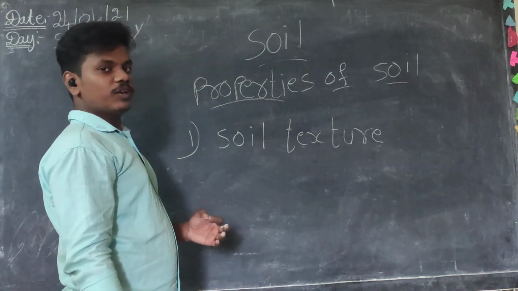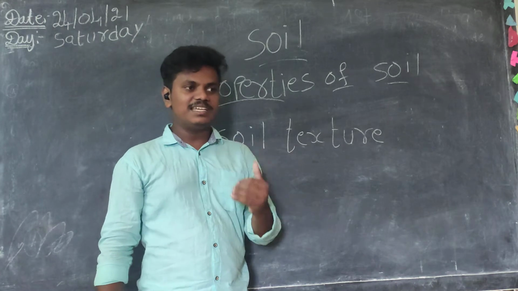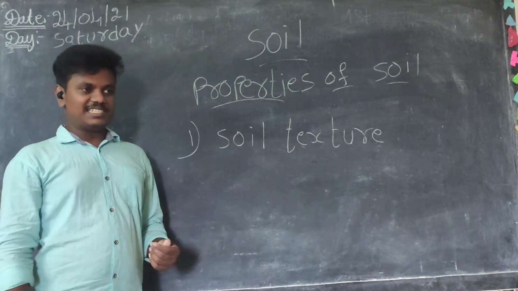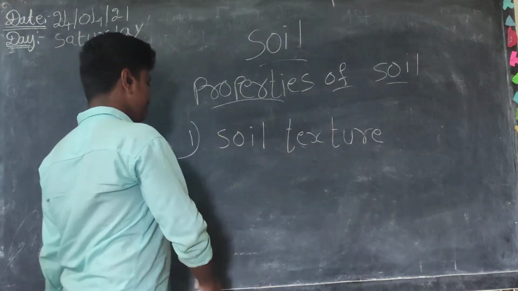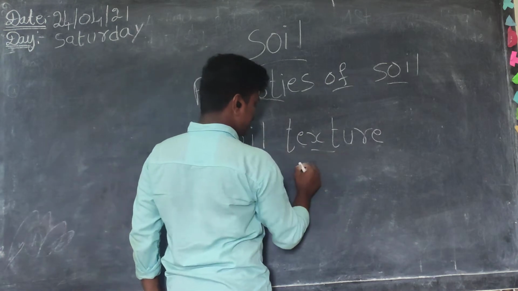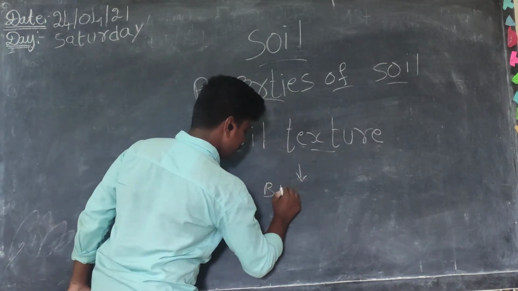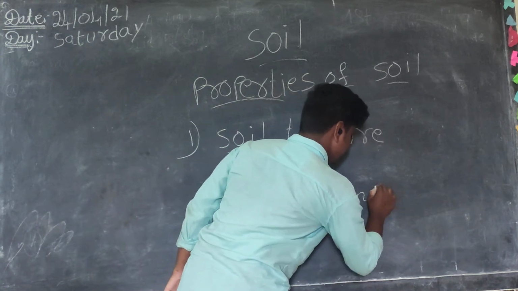So from those three types of soils, how can you differentiate? By seeing a soil or its structure, or by touching or sense, how can you differentiate the three types of soils? Let us think. Soil texture means by touching or by sense. By touching, you can differentiate what the type of soil is.